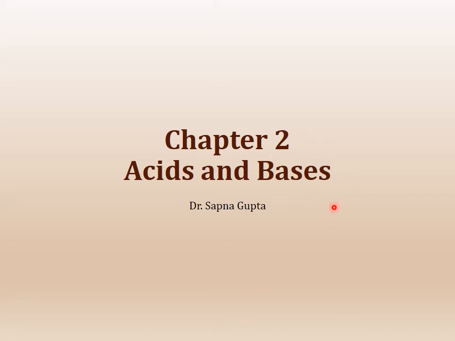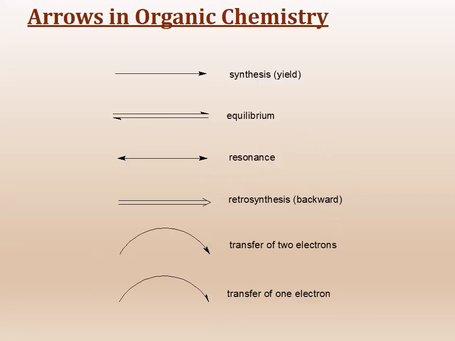So in this chapter, we are going to talk about acids and bases, all the different kinds that there are. First of all, just a little review on the different kinds of arrows that we have in organic chemistry. The first one is just the synthesis, which is the yield arrow going in one direction. The other kind is equilibrium, where you have reactants and products that are in equilibrium with each other, which means they're going back and forth, and you can push the equilibrium forward or reverse.